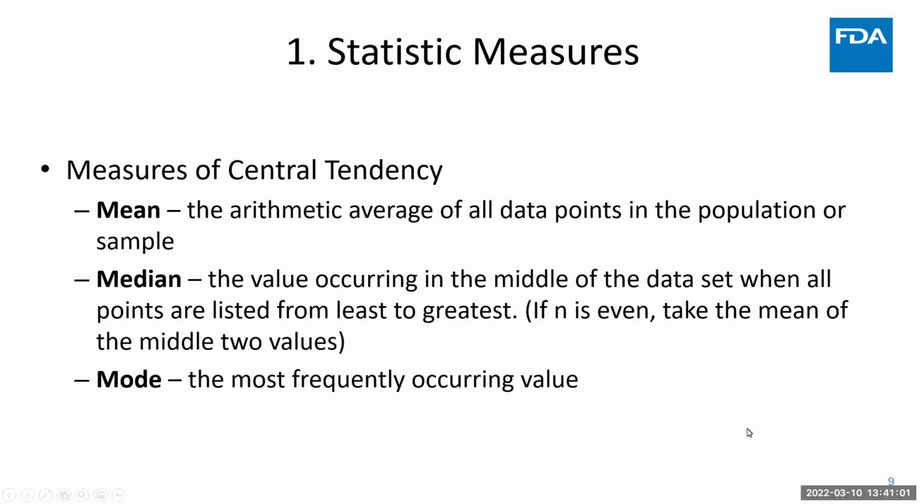Which measure you use depends upon the nature of the data. In a perfectly normal distribution, the mean, median, and mode will all be equal. If there are outliers in your data set, the median is a more robust measure. That is, it's less likely to be influenced by outliers. The mode is useful when dealing with qualitative data. That is, again, data which is counted rather than measured. Next slide.